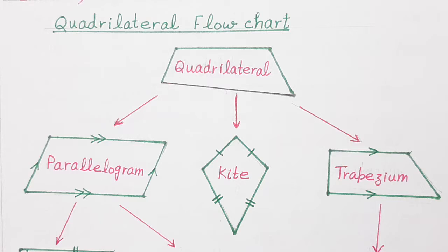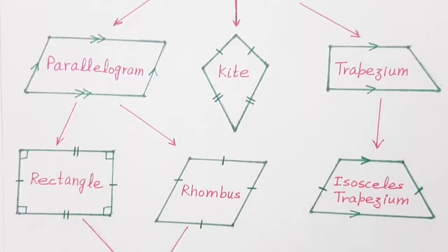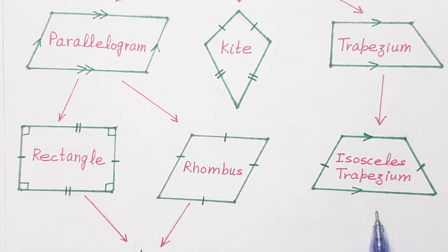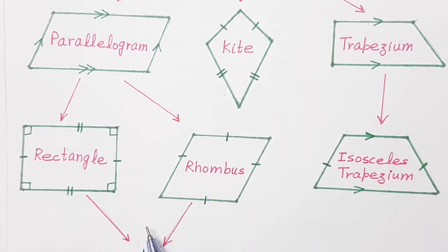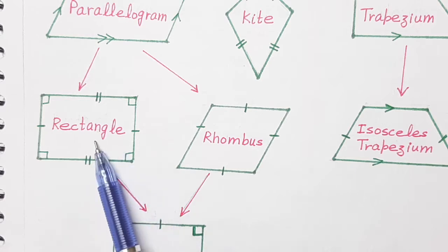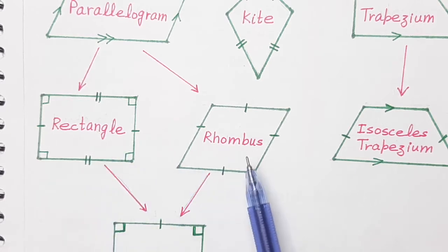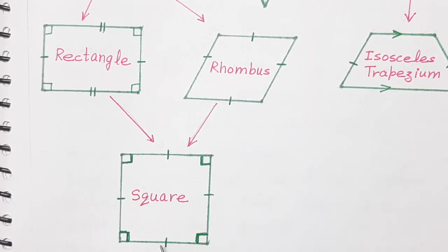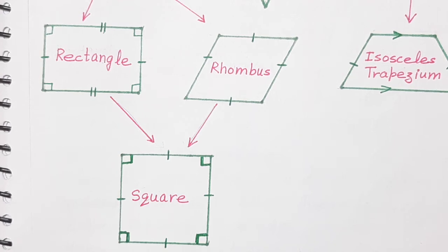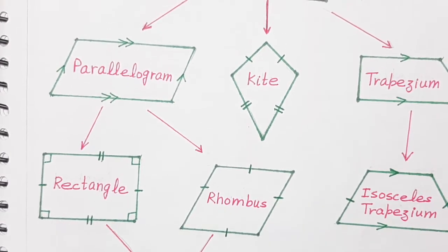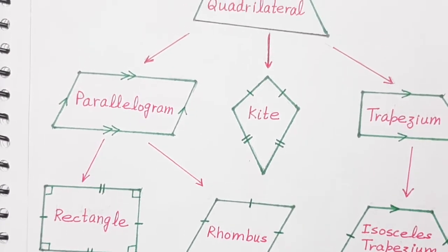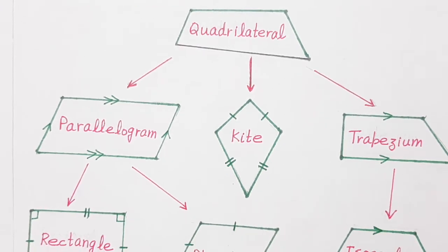Now children, there can be 2 types of trapezium. The other one is isosceles trapezium, where the non-parallel sides are equal, right? Now if we talk about parallelogram, the parallelogram can be a rectangle, rhombus, or a square, right children? So these are the different types of quadrilaterals that we are going to discuss in detail in the next assignment, right?